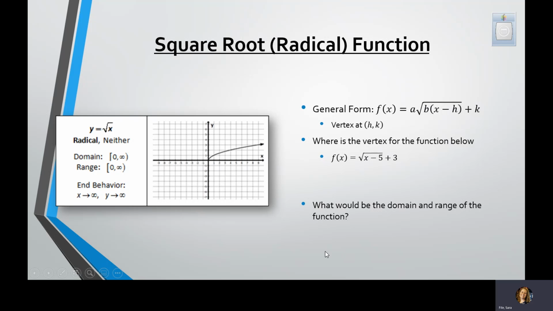What would the range change to? Instead of 0 to infinity, what would the range of this one be? 3 to infinity. Good, because 3 is the y value of the vertex. So I would jot those down here. So the domain would be 5 to infinity, including 5, and the range would be 3 to infinity, including 3. 5 to infinity with a bracket around the 5. Good?